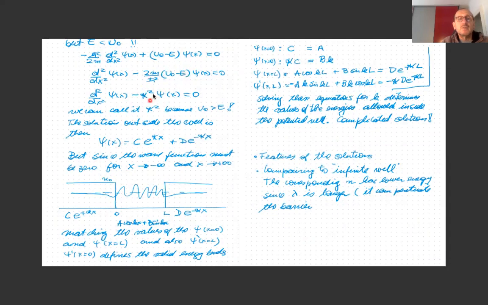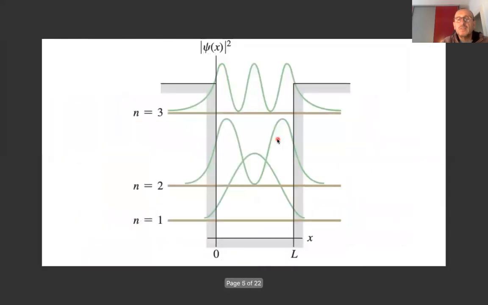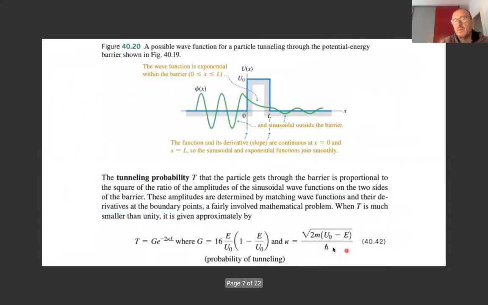This thing is equal to k squared. So essentially, this is what I'm seeing: U0 minus E there. Perfect. So the E is below the value of U0, so this is a real number. It's not a complex number.